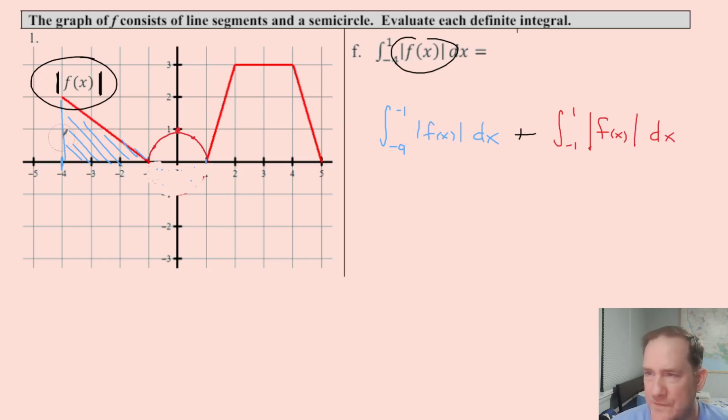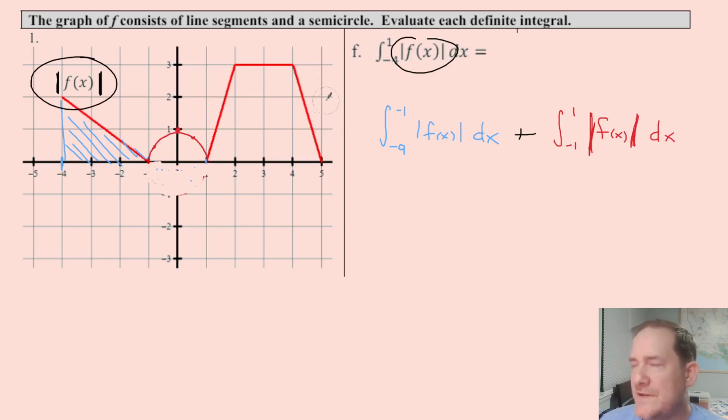You could take it away from the blue region, like I said, because everything was above the x-axis anyway. But on this region, from -1 to 1, this stuff should have been negative. So you absolutely must have the absolute value bars here. That's what explains why the area is going to be positive now.